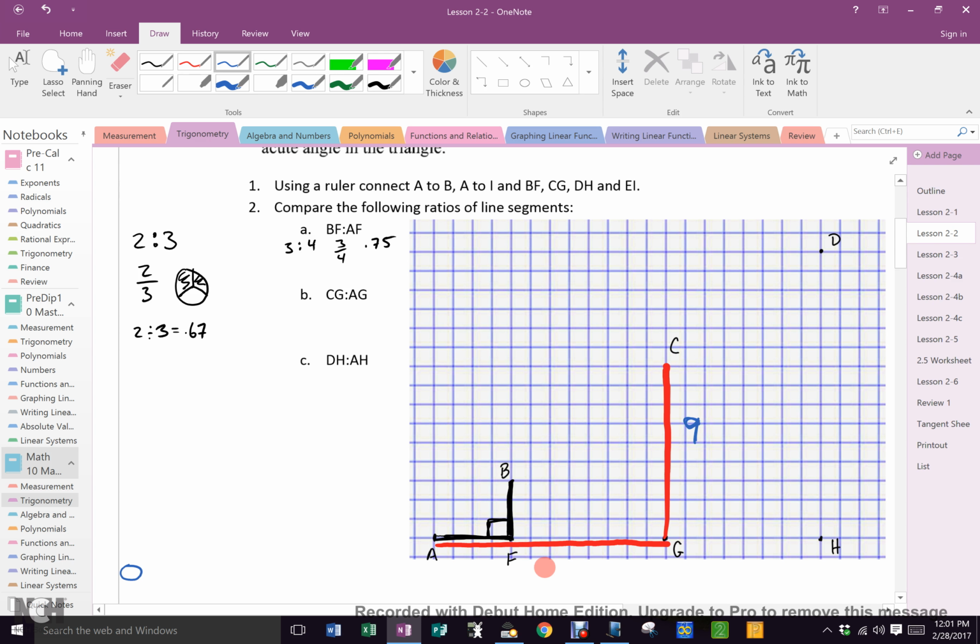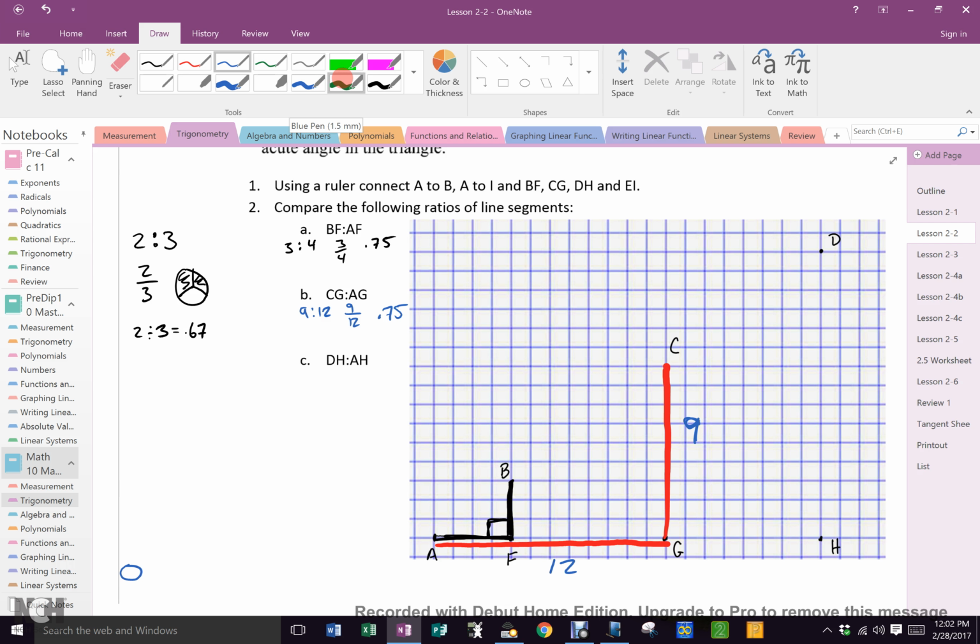And how far is it along the bottom? 12. So what's C to G? CG to AG is 9 to 12, yes? So how do we rewrite that? 9 over 12. And what decimal is that? Again, it is 0.75. Everybody cool? You can see right there it's the same, yes? Because 9 over 12 is 3/4. Everyone is good? All right.